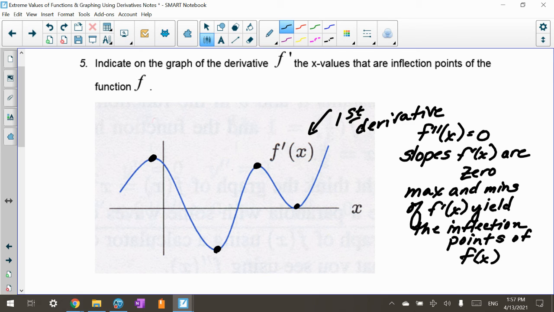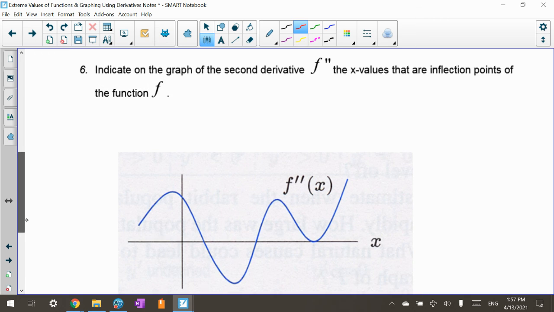So basically, if you were going to look at the original graph, where they cross the x-axis are their maxes and mins, but the maxes and mins of my first derivative graph are the inflection points of my original function where they're changing concavity. Sometimes you have to think about that a little bit. So I just wanted to show that to you. We can talk a little bit more about that in class.